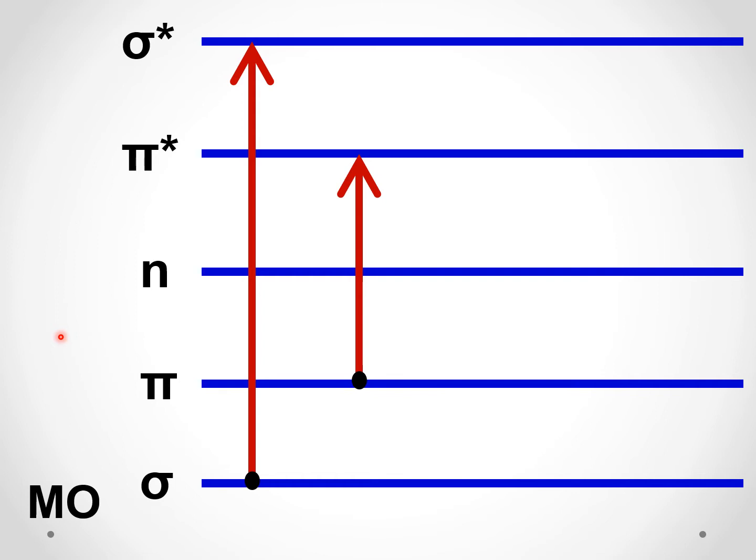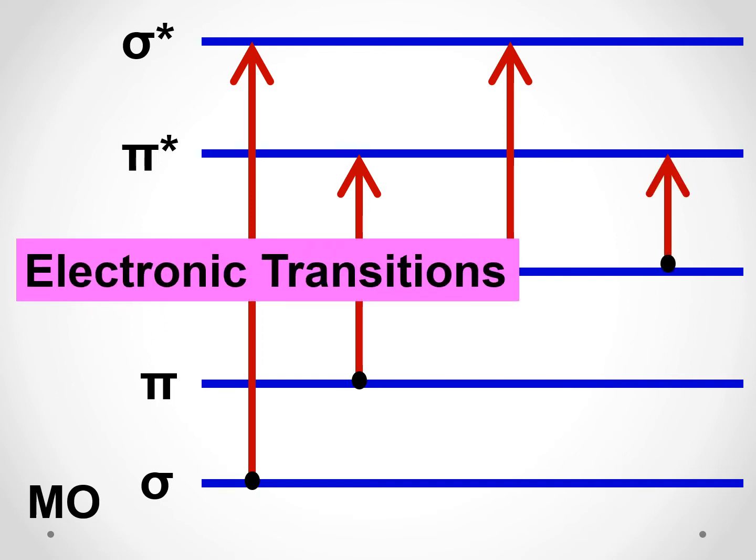What about the n electrons, the non-bonding electrons? The non-bonding orbital does not have a fixed symmetry, so they can move to any orbital. From here, they can absorb energy and move to this one or to this one. So you get two transitions: the n to sigma star transition and the n to pi star transition.